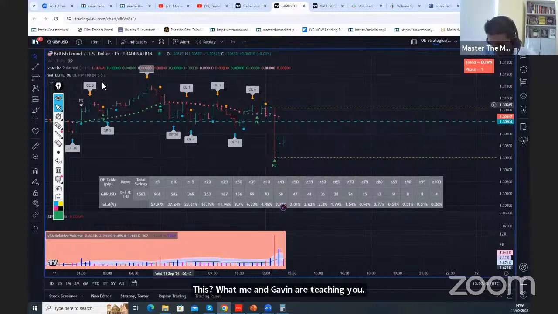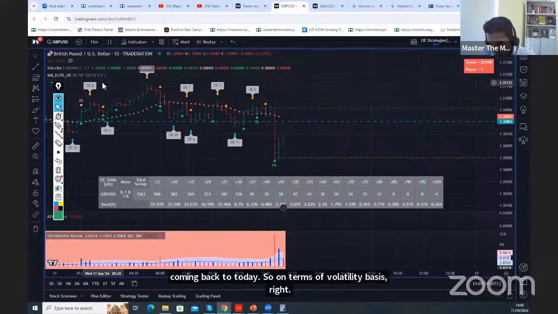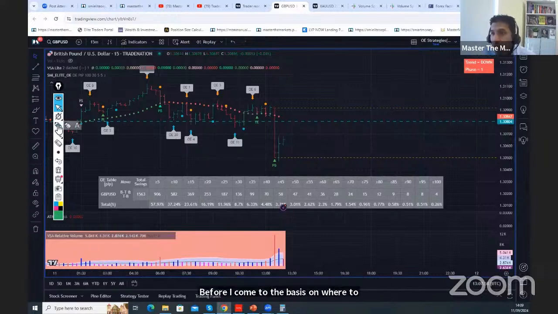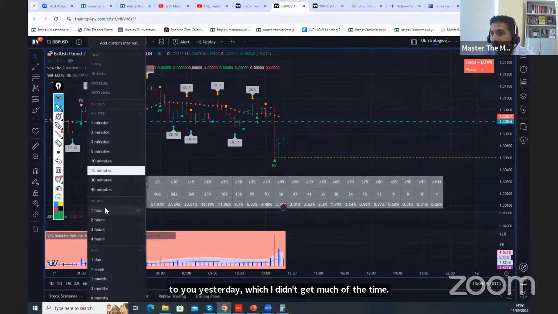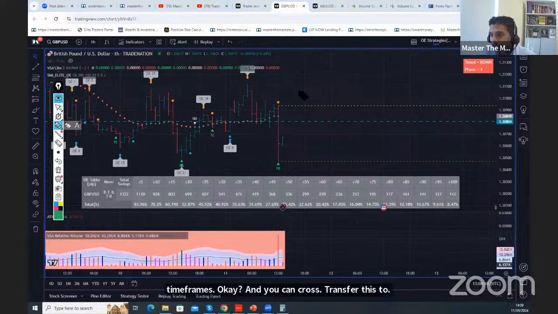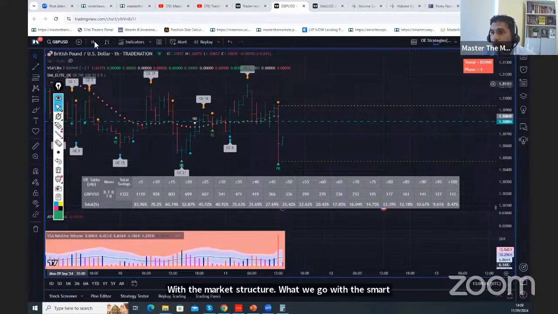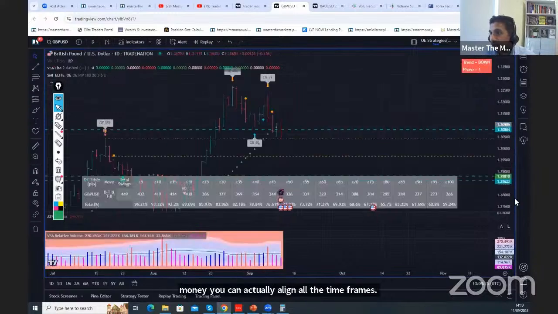Now, coming back to today, in terms of volatility basis, before I come to where to place the stops, there's one quick thing I wanted to pass on to you yesterday, which I didn't get much time for. When you take a look at different time frames, and you can cross transfer this to any time frame or instrument, with the market structure we got with the smart money indicator, you can actually align all the time frames' trend together. And this is where it becomes very powerful.